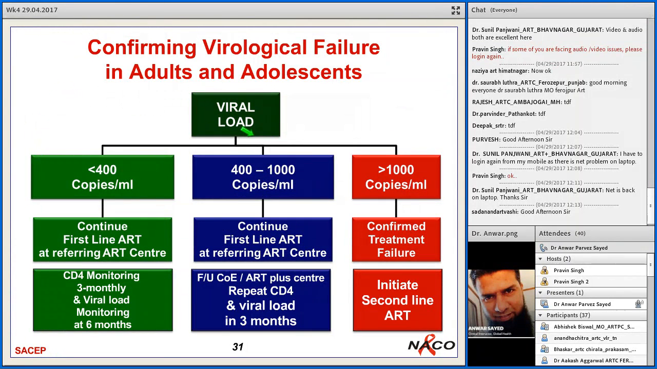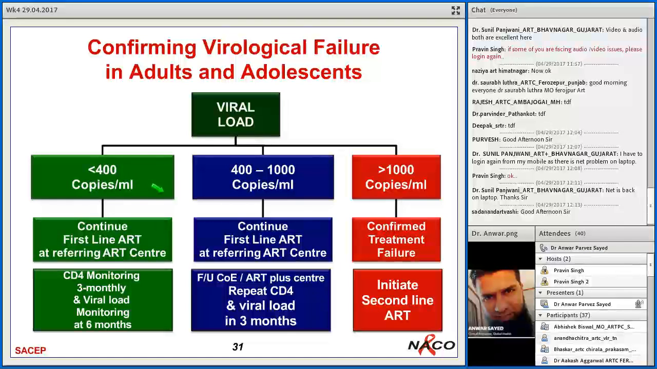Then SASEP advises viral load, and based on these counts, they will take further actions. If the viral load is more than 1000 in a patient who is adherent and on regular ART for at least 6 months to 1 year, that is confirmed as failure, and the patient is eligible for initiation of second line ART.